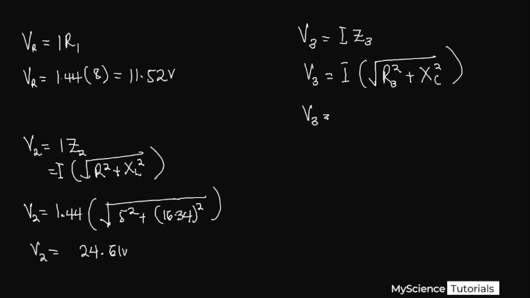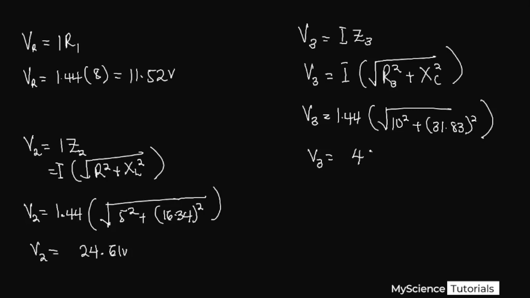So our voltage drop 3 will be 1.44 multiplied by the root of, we have 10 squared as our resistance squared, plus we already found our capacitive reactance, and that was 31.83. So we square that, and then we compute everything into the calculator here. We have 48.04 volts as the voltage drop on impedance 3.